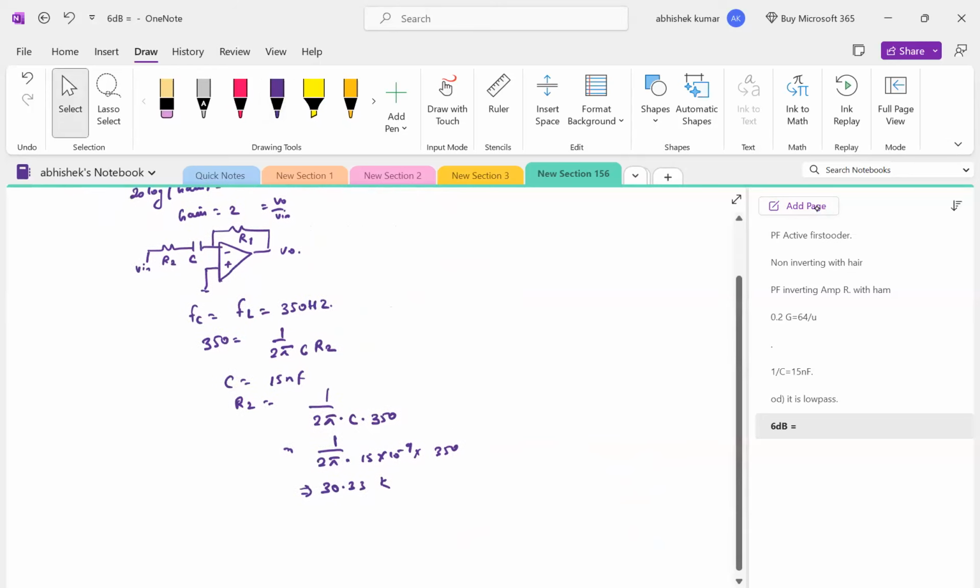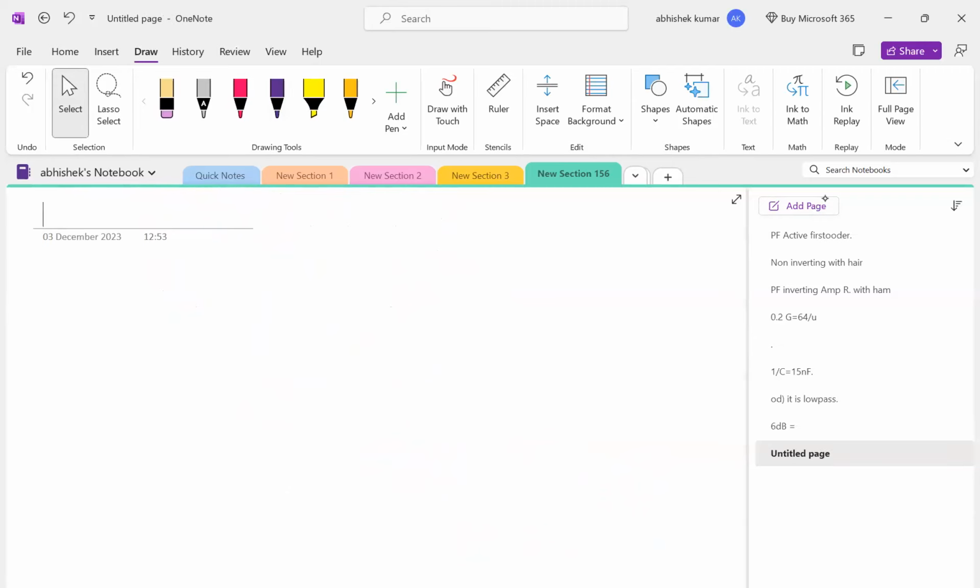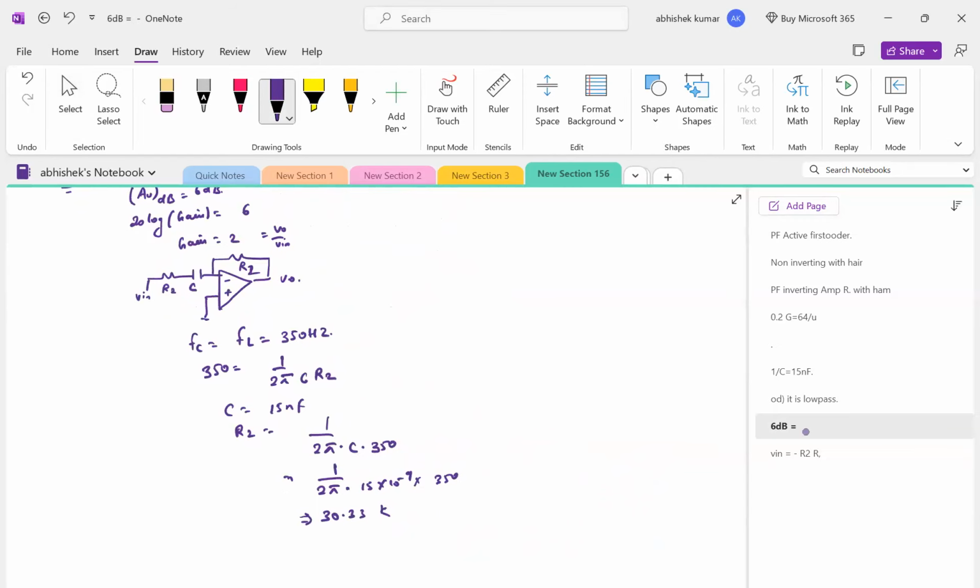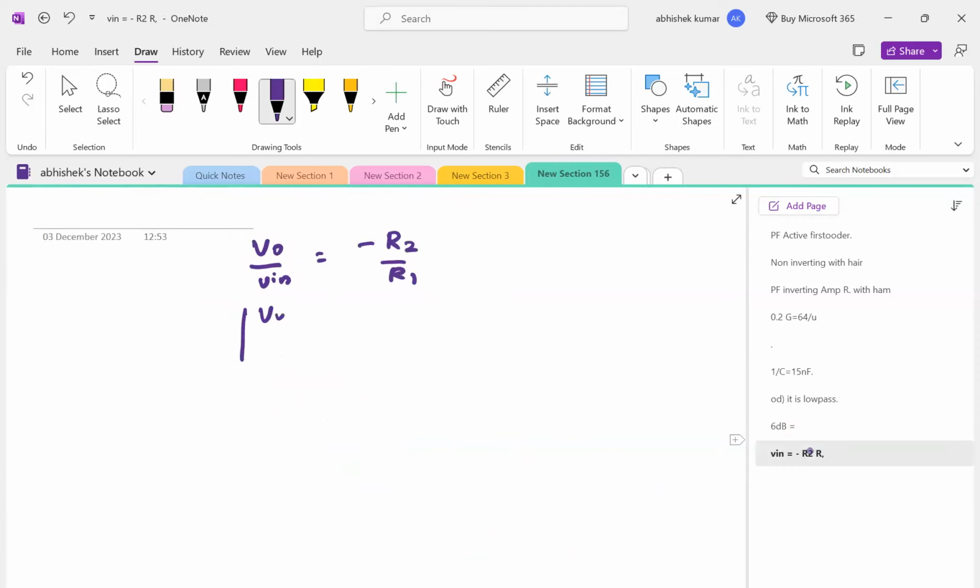Now we have this, and what will be the gain definition of any inverting amplifier? Gain is minus R2 by R1, right or wrong? Yes, right. So I can make this R2 and this R1. Minus R2 by R1, and magnitude will be R2 by R1. And we concluded that it is equal to 2, right or wrong? Right. Now we can find the rest. R2 will be 2 into R1. That is nothing but 60.66 kilo ohm. Clear? Any doubt? No doubt.